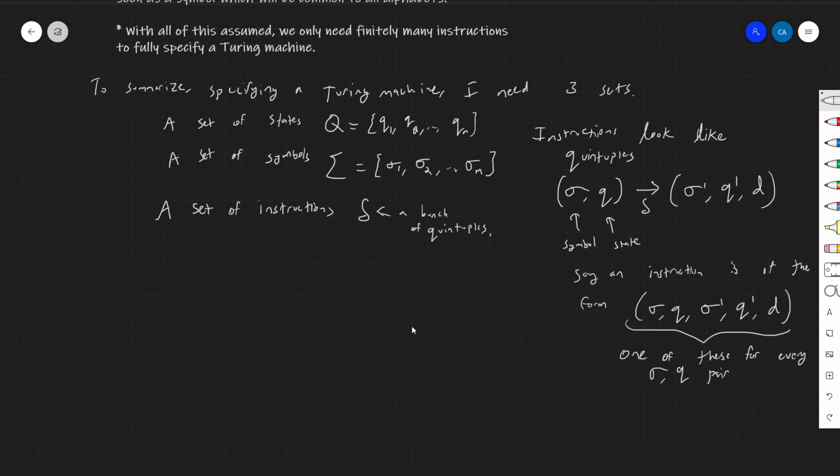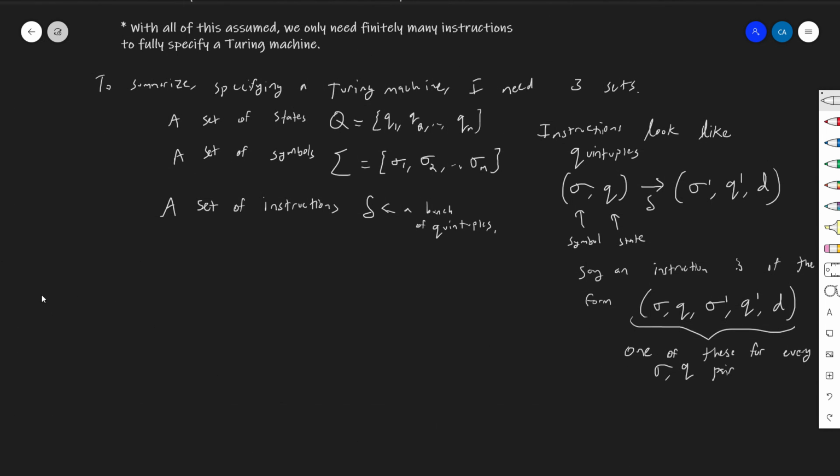And so if I give you those three things, then I've given you a Turing machine. So here's the mathematical definition. A Turing machine is a triplet. I'm going to denote it M for machine, and it's equal to the triple Q, sigma, delta. If I just give you those three things, then I've syntactically given you a Turing machine. And keep in mind, this is one long string of text.